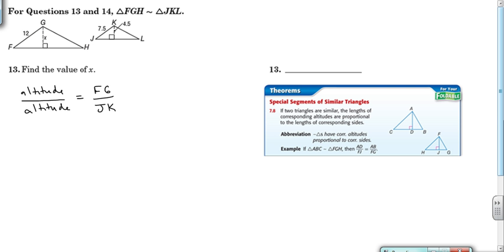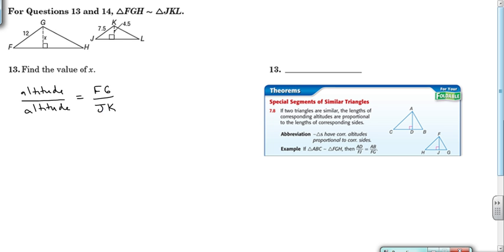For questions 13 and 14, you know that triangle FGH is similar to triangle JKL. You have to find the value of x. What I notice is x is an altitude, so if two triangles are similar, the lengths of corresponding altitudes are proportional to the lengths of the corresponding sides. So I can compare an altitude to an altitude in the same way I can compare a side to a side. So I'm going to compare FG to JK.